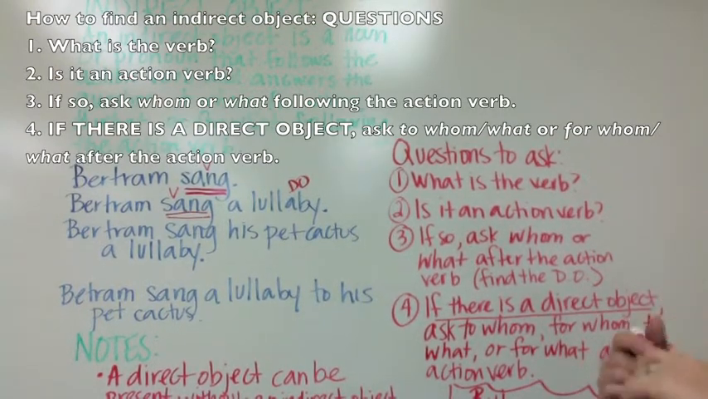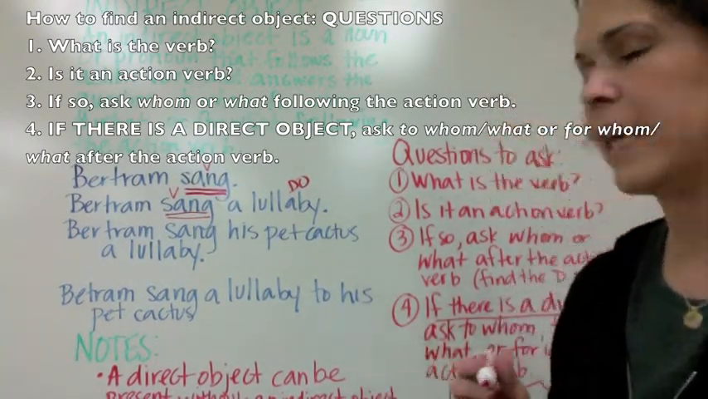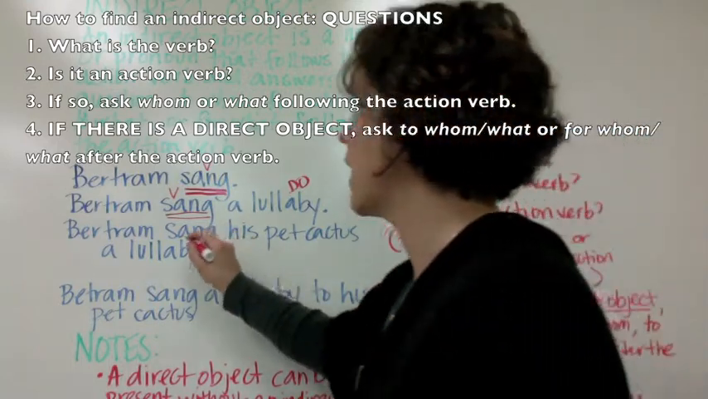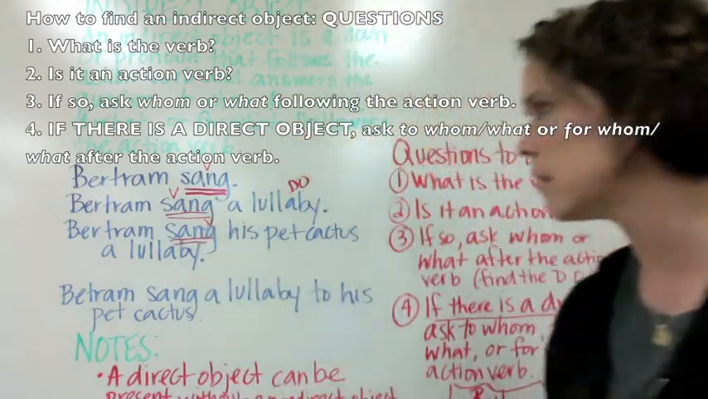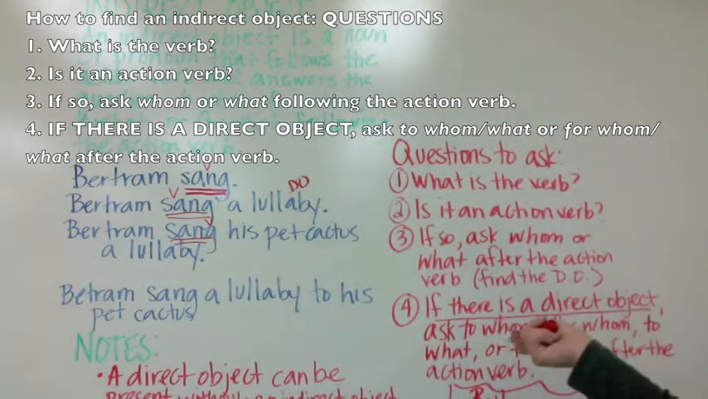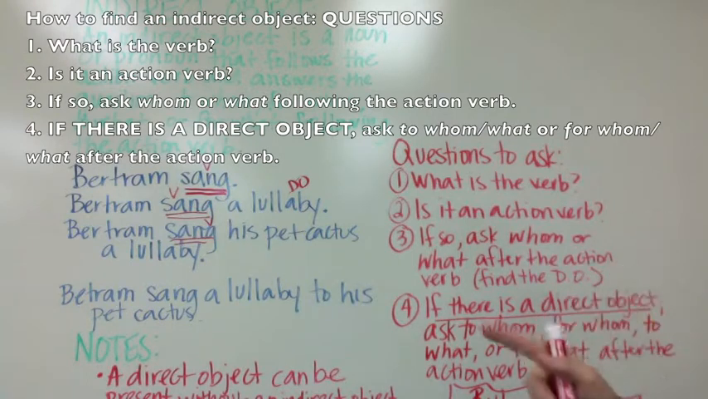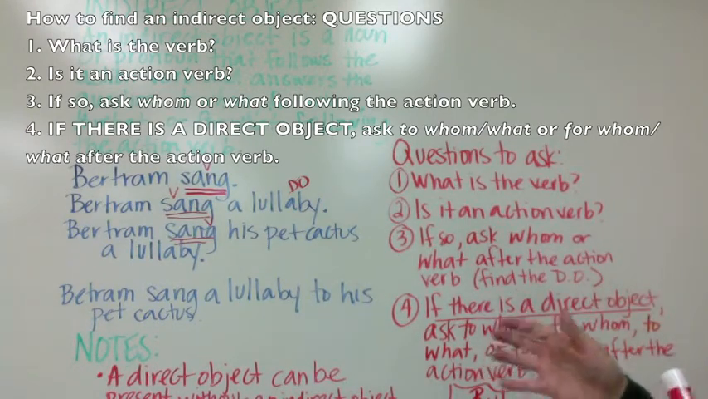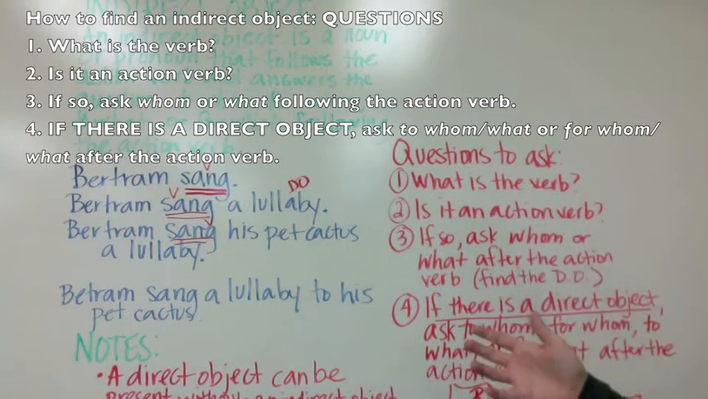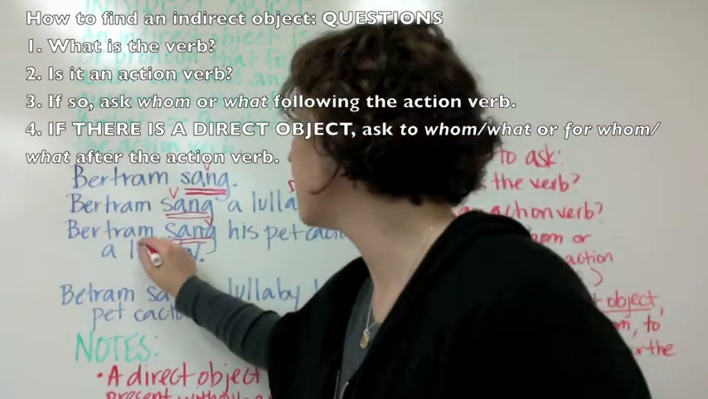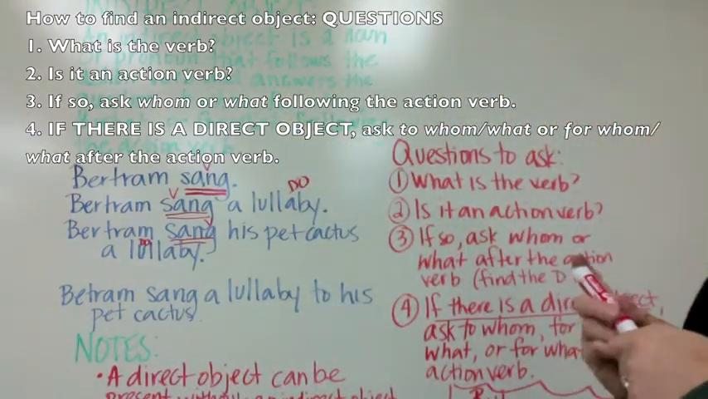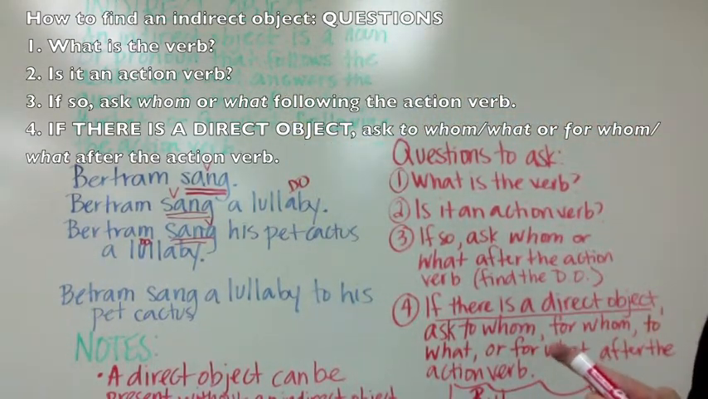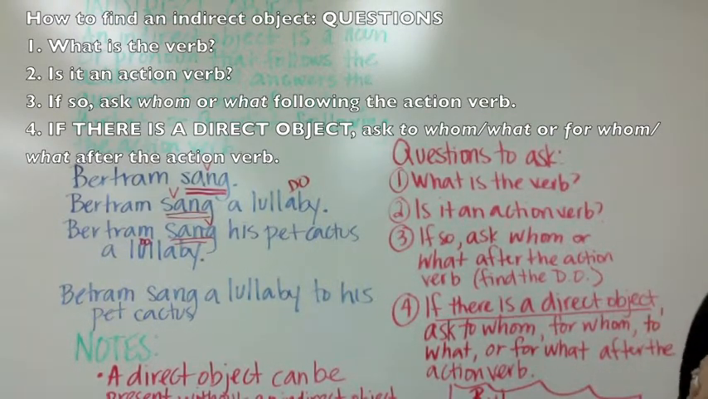So let's try it again. Bertram sang his pet cactus a lullaby. Okay, so what is our verb? It's sang. Is it action? Yes. Bertram sang what? We talked about this one when we were first talking about direct objects. And be careful. Bertram sang what? Bertram sang a lullaby. So here's our direct object. It's important that you think, like I said before, logically, so that you don't stumble into Bertram sang his pet cactus. No, he didn't. That doesn't make a lot of sense.